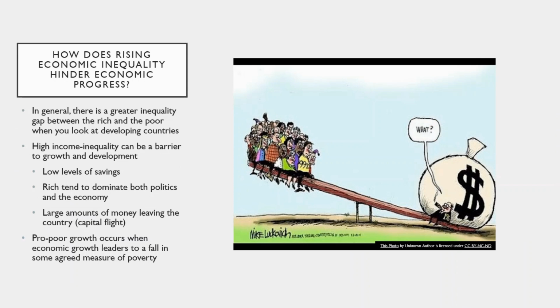In general, there's greater inequality between the rich and the poor when you look at developing countries. High income inequality can be a barrier to growth and development. You have low levels of saving. The rich tend to dominate both politics and the economy, and large amounts of money leave the country. That's called capital flight, which you should know.